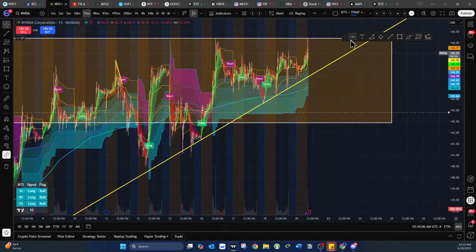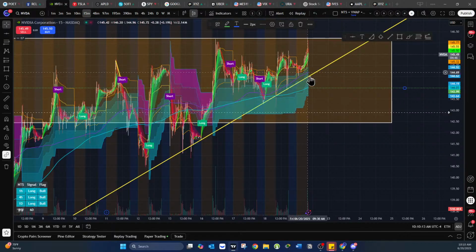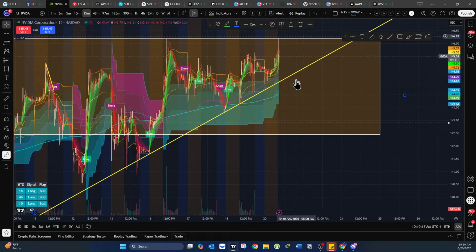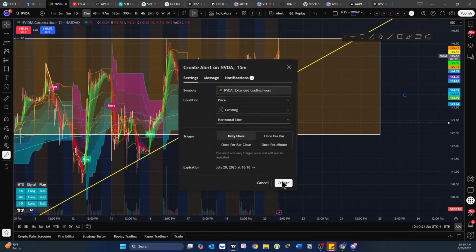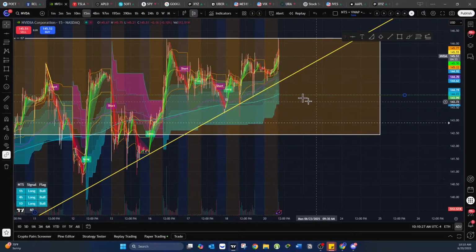I'll take a short maybe around here, below 143, below 144. I'd probably look into considering shorts here too. But at where we are right now, it's really tough. I'd rather wait for something to happen. You might get caught in chop at this range right here.